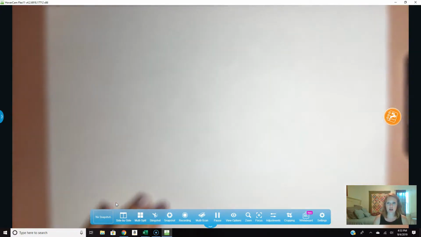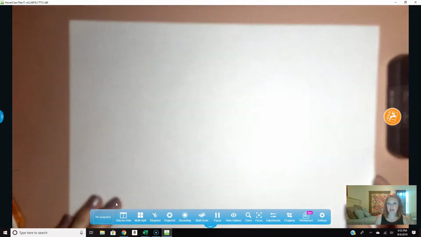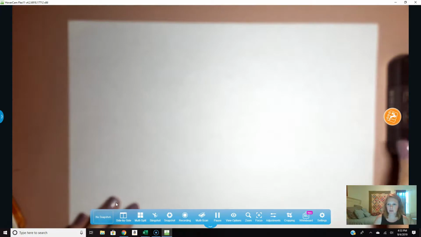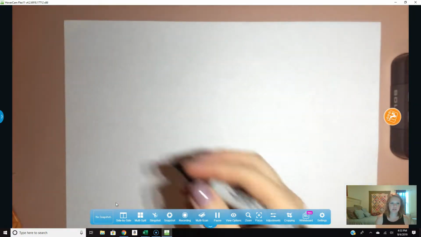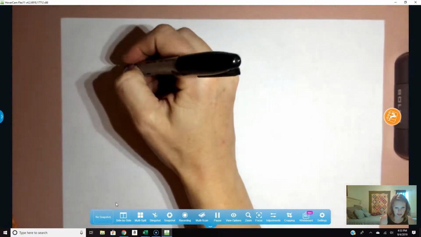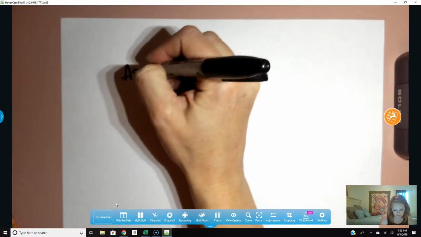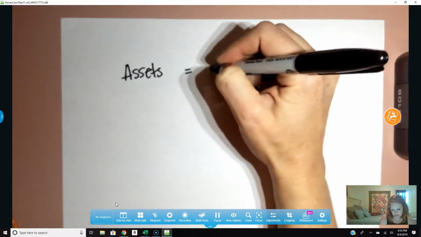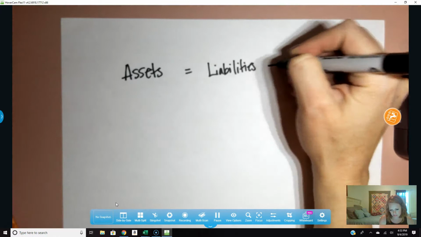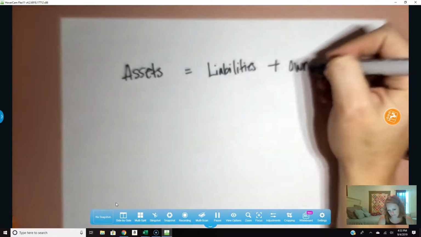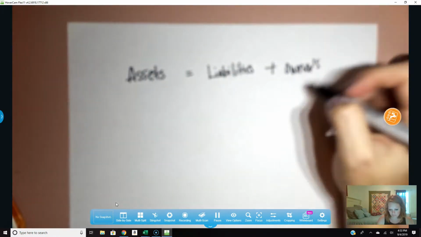We're going to start off by writing the accounting equation. I'm having some issues with focus here, so hopefully I can get it to focus. So we're going to start off with assets equals liabilities plus owner's equity.